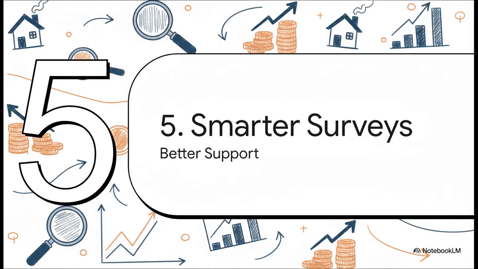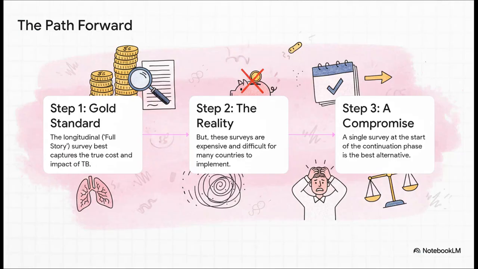So what's the verdict here? What do we do with all this information? Well, the study provides a really clear path forward for designing policies that can actually truly help people. So what's the game plan? Well, first, the gold standard is the full story approach, the longitudinal survey. It gives us the most accurate picture, period. But we have to face reality. These surveys are expensive and require a lot of resources, which is a huge barrier for many countries. So the researchers offer a smart compromise.